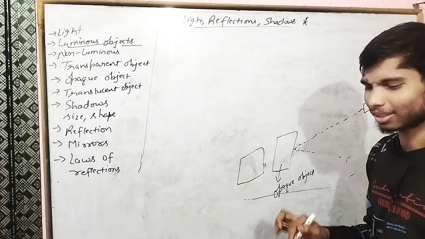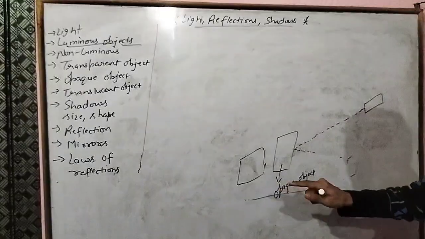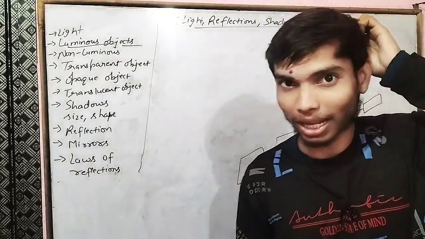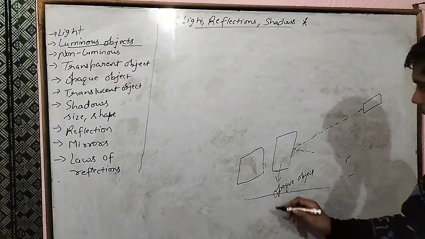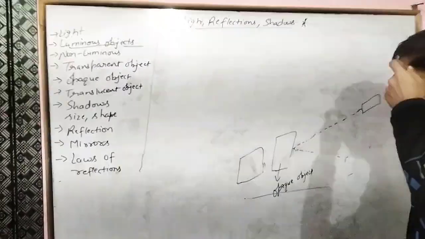No, sometimes we can see like this. Shadow, rainbow color of a shadow is what? Color of shadow is black. Okay, black. Color of a shadow is black.